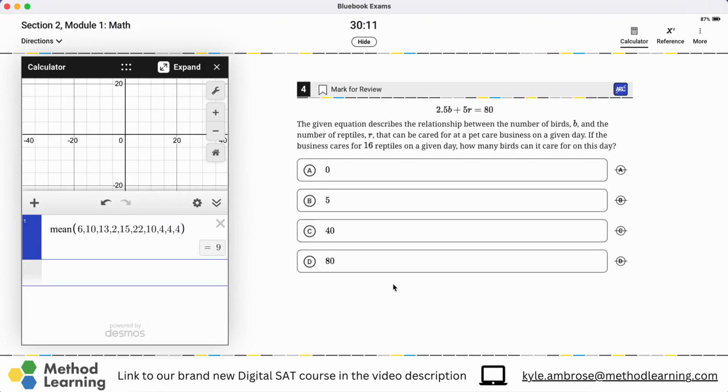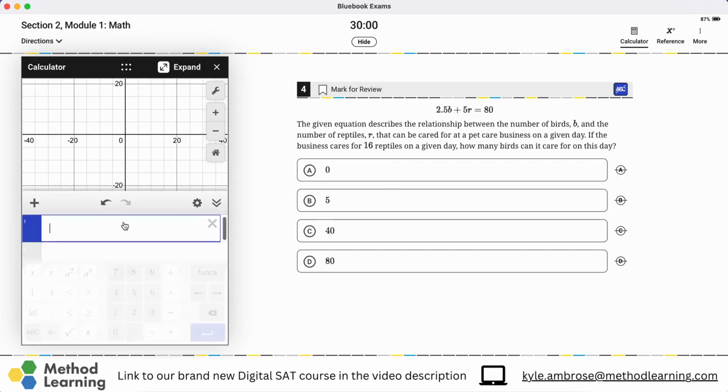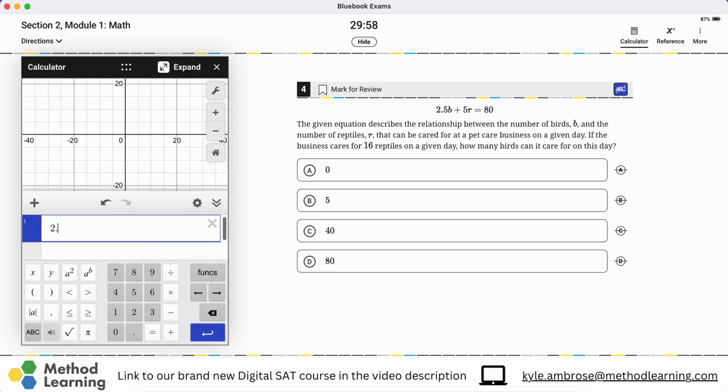If the business, it says, cares for 16 reptiles and the number of reptiles is R, that means that R is 16 in this equation, right? So let's get this equation into Desmos. 2.5b plus 5r equals 80. But they said that R was 16. So let me replace R here with 16. You could put it in parentheses if you want.